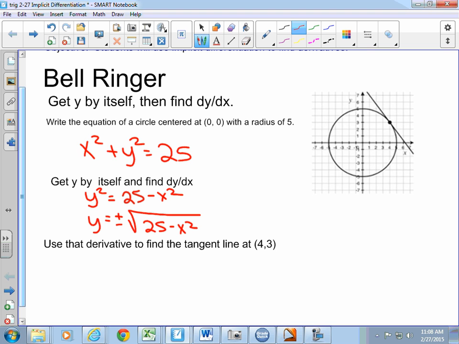Well, I haven't done the derivative yet. Just got y by itself. Is this equivalent to 5 minus x? No, don't do that.